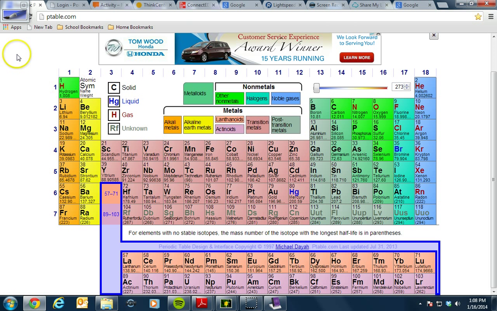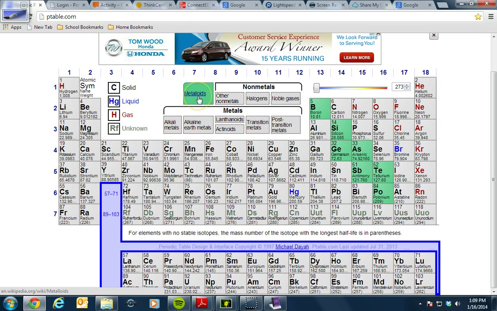Please know, once again, that Lewis dot structures only matter for metalloids, other nonmetals, and halogens. Even though noble gases are nonmetals, we don't care. They already have a full energy level in their outer ring, so we don't care about them because they're already happy. We only care about metalloids, other nonmetals, and halogens.